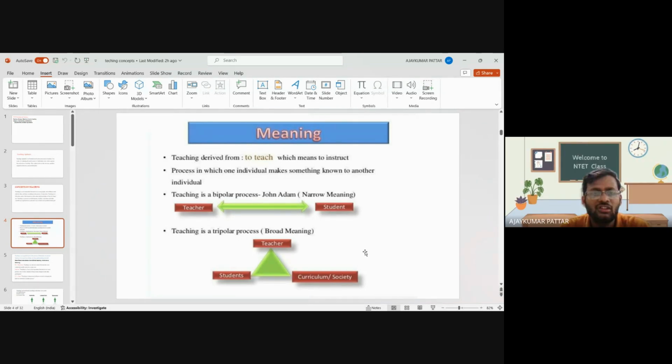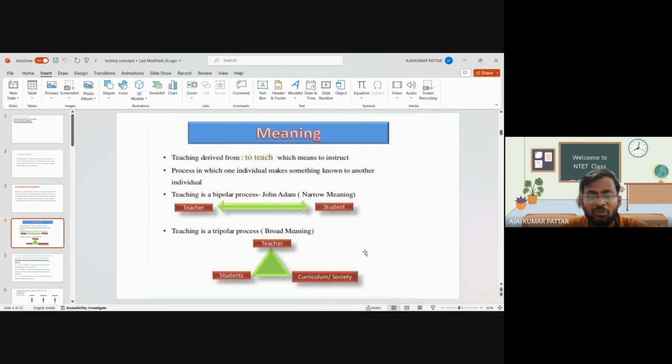So the word teaching is derived from to teach, which means to instruct. To teach means to instruct others. Then in the process, one individual makes something known to another individual. In this teaching process, an individual makes something known to another individual, and initially teaching is considered a bipolar process.